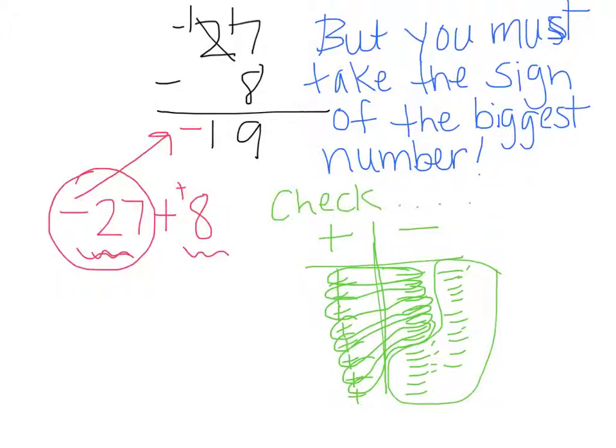If you didn't, like this one, I'd probably want to take my time and make a bigger T-chart, make it really accurate so I can see. With the stylus, it's a little difficult. It's chunky, difficult to write. But this is the way you can check it, or you could do it this way and check it the other way. But you have two ways to solve adding integer problems.